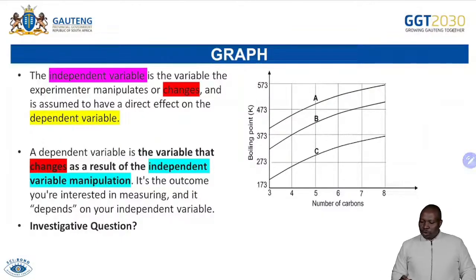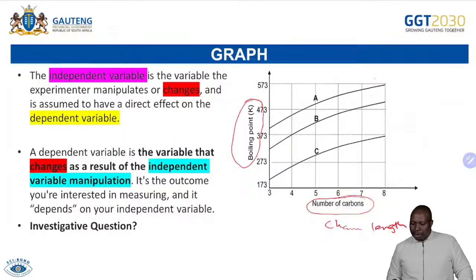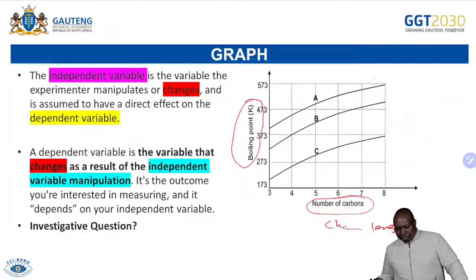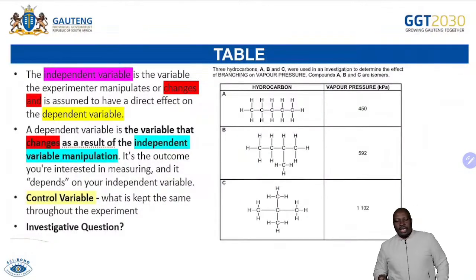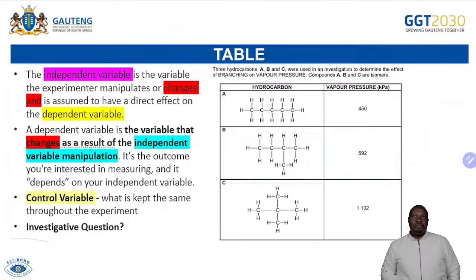Now you will know that we always put our dependent variables this side and our independent variables, what we're changing. In this case, it is the number of carbons, which means we're changing the chain length. The chain length is changing. So you can see that as the chain length increases, you can see what is happening to the boiling point. As the chain length increases, the boiling point as well is changing. You will see as we do the questions. So you will get the question in a graph form, the way I gave it like that, or you will get your question in a table form like that.